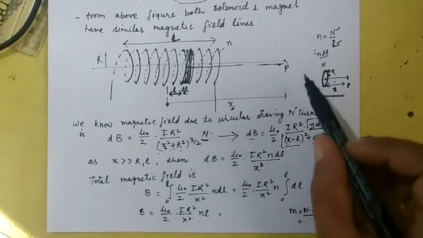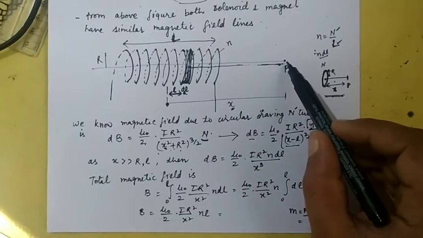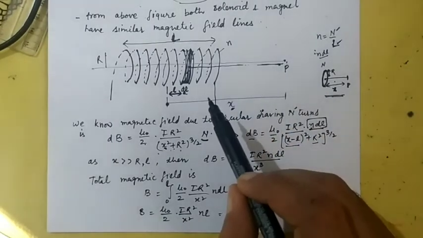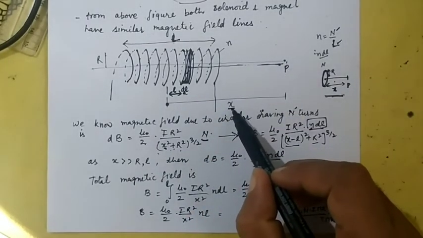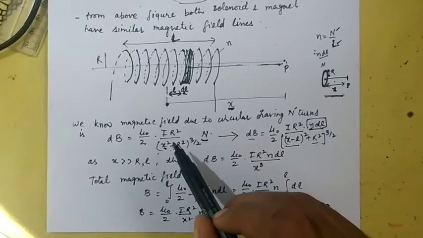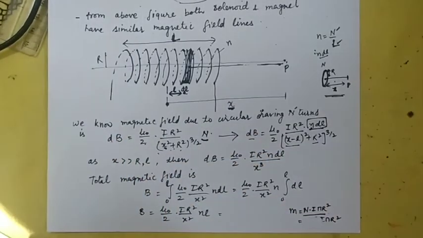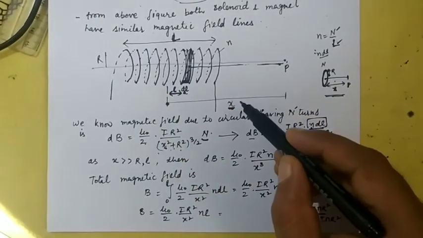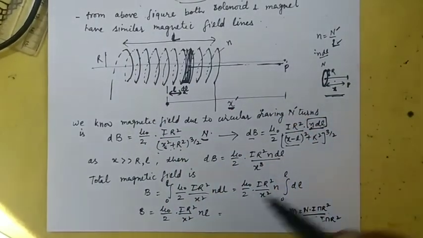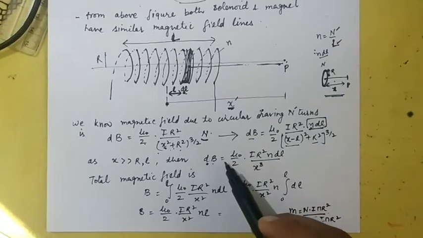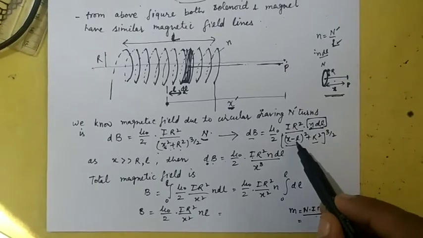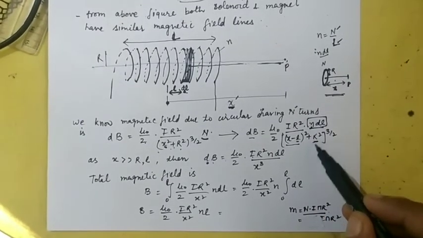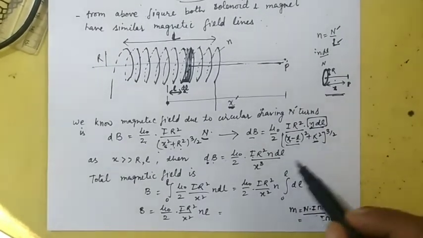Our situation is that the point P of observation is very far away from this solenoid. This means that if I compare the distance x with r and L, those are negligible. So I can neglect r and L in comparison to x. So putting the value, it becomes dB equal to mu naught upon 2 I r square n dl, and this L can be neglected and this r can be neglected. So we are left with only x cube.